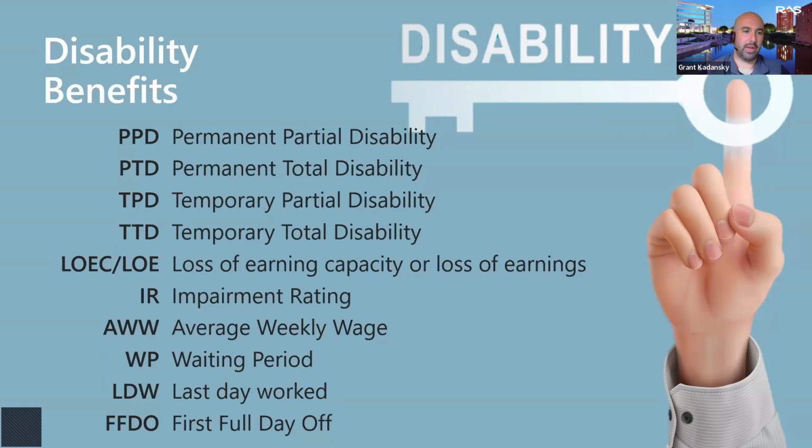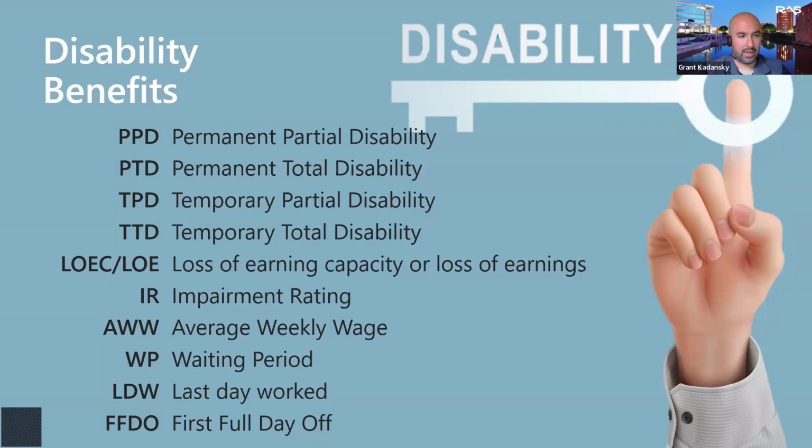AWW for average weekly wage. This is information we will generally be requesting from the insured to properly calculate any kind of lost time payments. If they are out of work beyond the waiting period, which is next, then we need to calculate how much money that benefit is going to be.